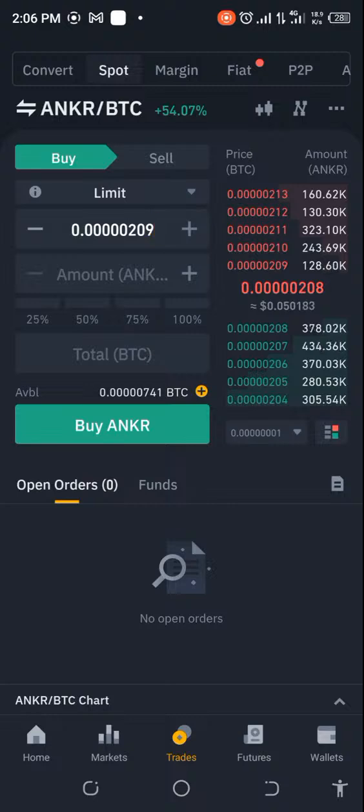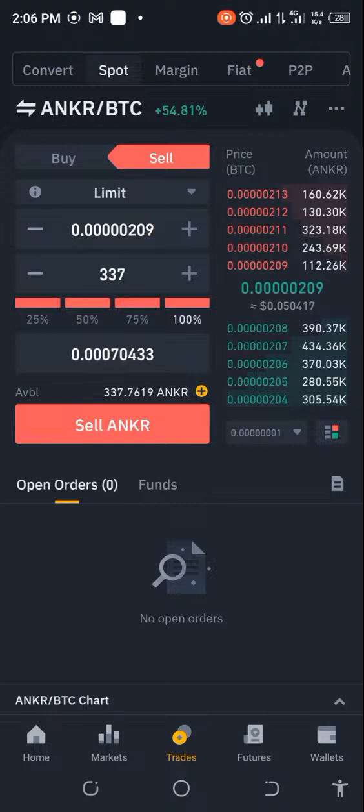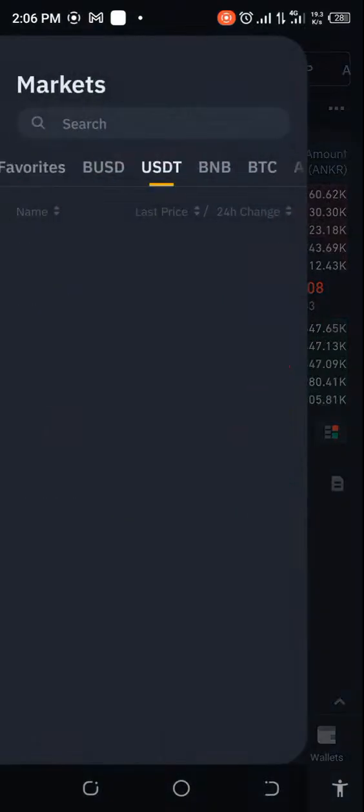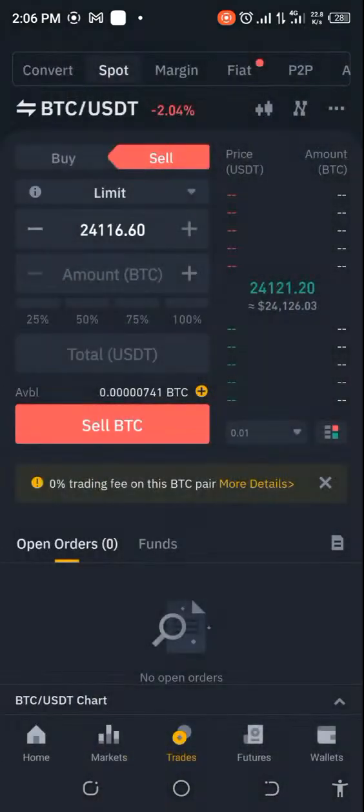I'm going to take this up to 0. That should be 210, or should I make it 211? Okay, I can see it's going up again. So I'm just going to sell and put everything there. And let's see how this will go. But first of all, let's see what I would get with this amount. Let me go and check what I would get with this amount. I'm going to go to BTC and see if I can get something good with it.